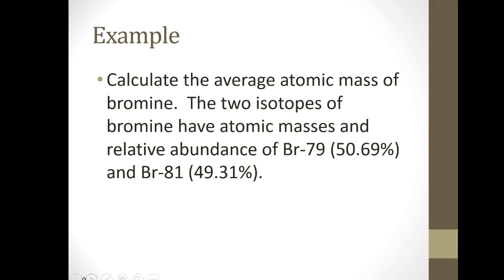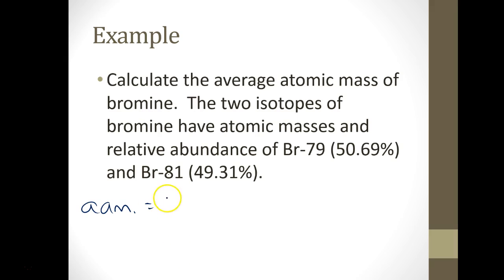All right, so go ahead, take a minute, pause the movie, see if you can do this one. Calculate the average atomic mass of bromine. So AAM equals, go ahead, set up the equation. Now if you notice, they're almost a 50-50 split. That means your average mass is going to be about halfway between each of those. It's probably going to be right around 80. So let's go ahead and set it up.